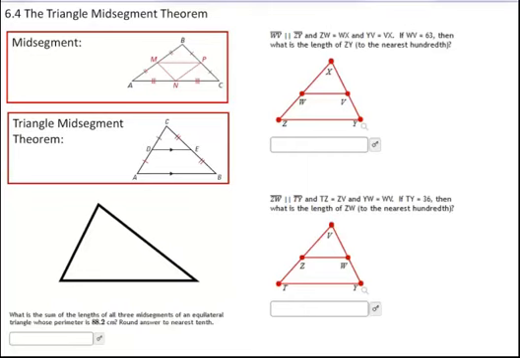The midsegment exists in a trapezoid as well. We may or may not, I can't remember if we cover that this year or not, but the midsegment of a triangle is going to be defined as the segment that connects any two midpoints of the sides of a triangle.